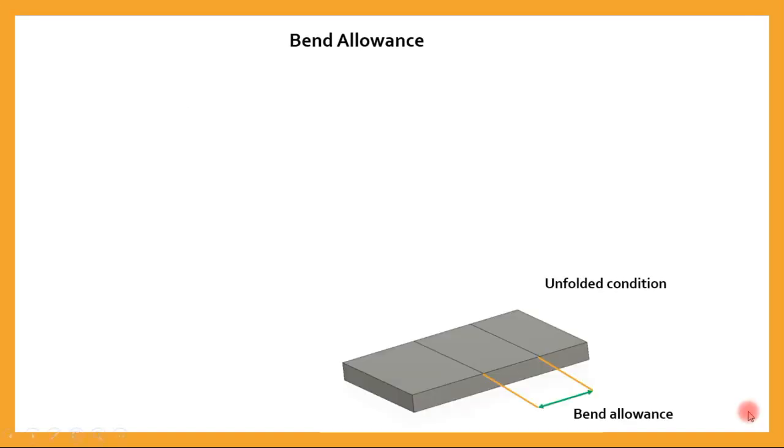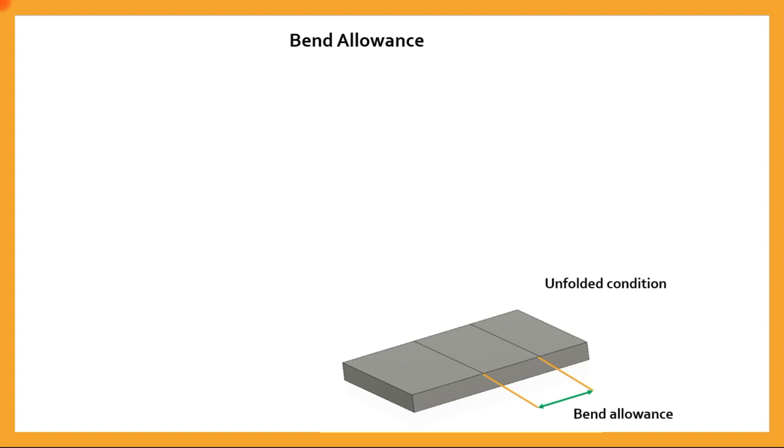So let us look at the concept of bend allowance. Whenever a blank is taken up for bending, there is a certain amount of length of that blank which has to be protected such that after the bend, that portion will be taken up by the arc of the bend. So that is called bend allowance.